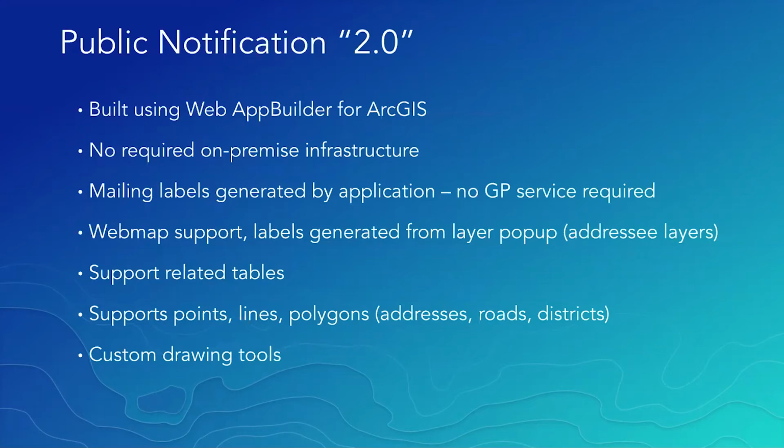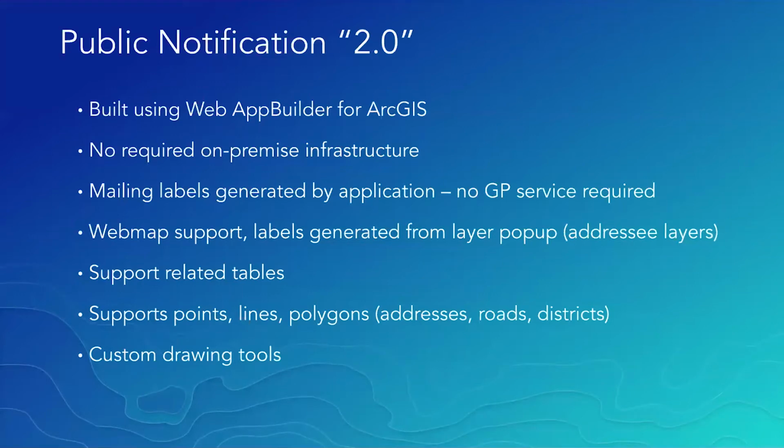So we're trying to push a new pattern, which is this idea that you have a site address point or a series of site address points related to one or many postal addresses. So we'll talk about that in detail and how you can actually use related tables to create the mailing labels as well.